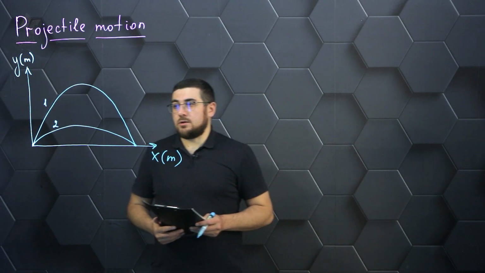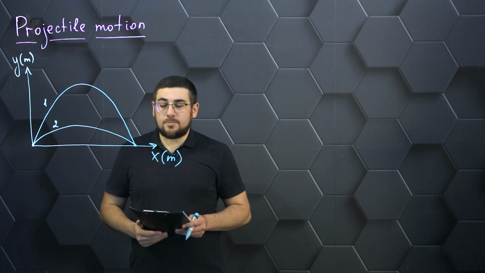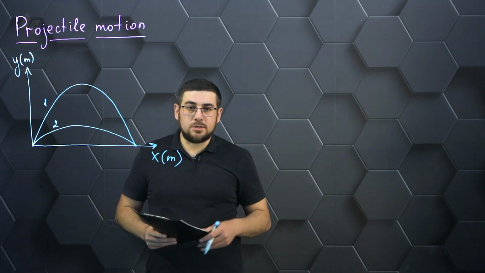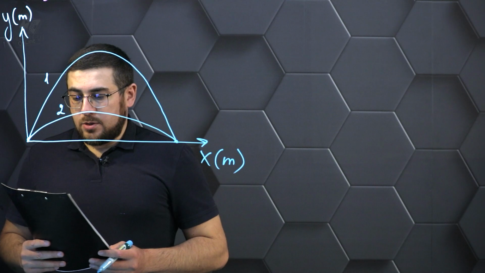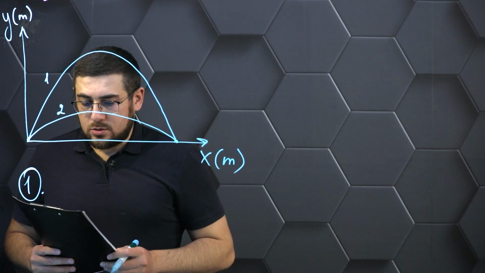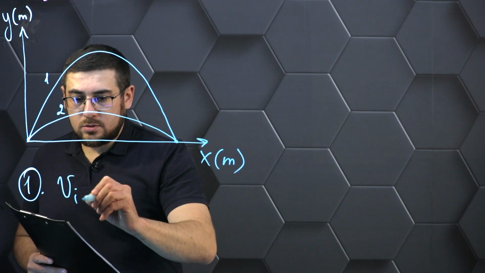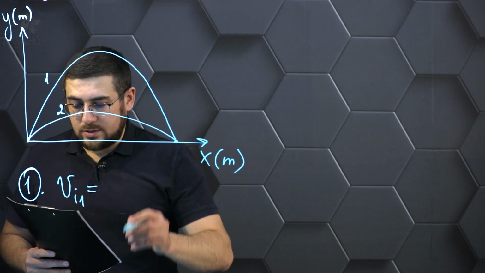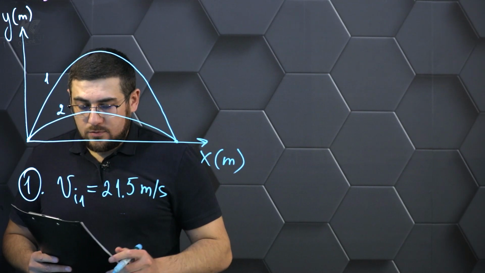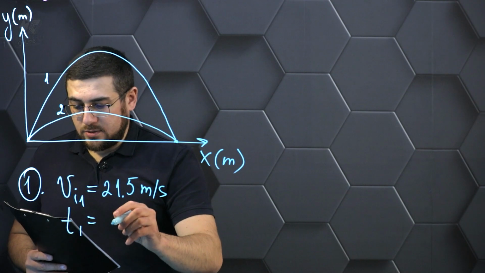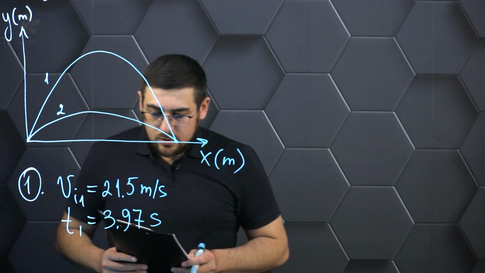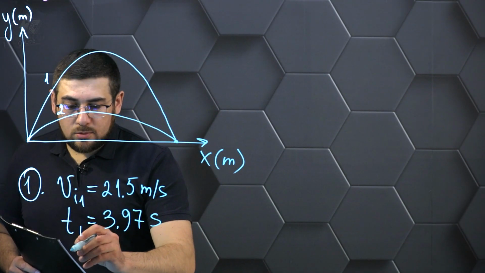So we will need to investigate two types of throwing by this player, and accordingly our task now is to record the data and see how to determine the values we are looking for. What do we know for the first trajectory? We know that the initial velocity in the first case is 21.5 meters per second, and the time of flight is 3.97 seconds. For this situation, we must determine the angle of throw. Let's denote the throwing angle by the letter alpha.